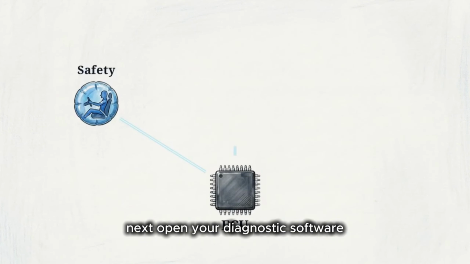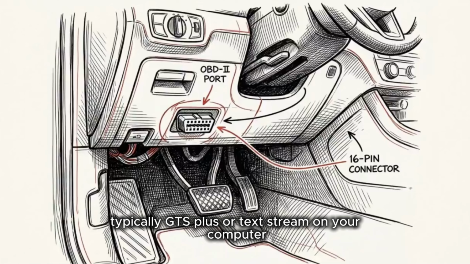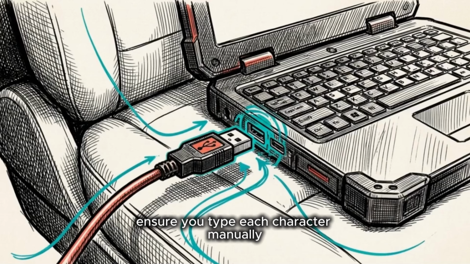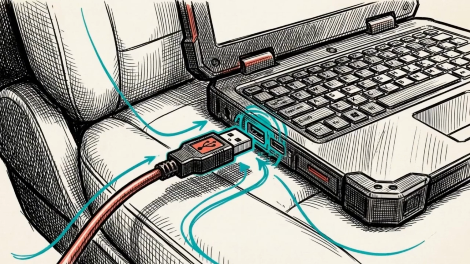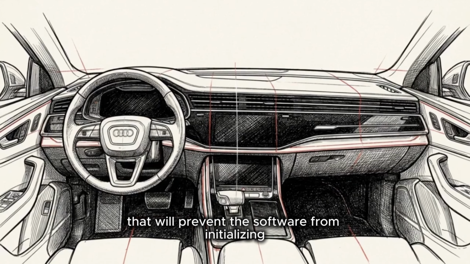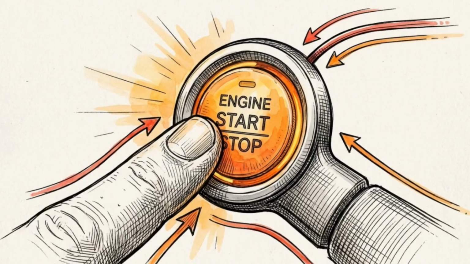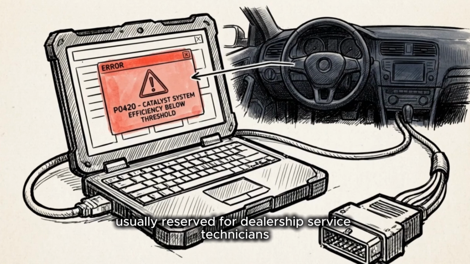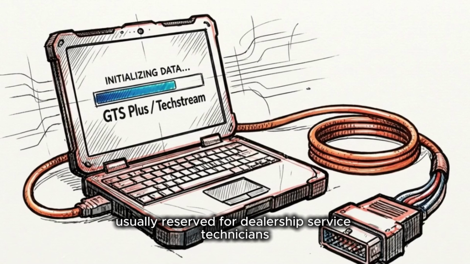Next, open your diagnostic software, typically GTS Plus or Techstream, on your computer. When prompted for the software registry key, ensure you type each character manually. Copying and pasting the code often causes a registration error that will prevent the software from initializing. Establishing this link allows you to modify the system settings, usually reserved for dealership service technicians.